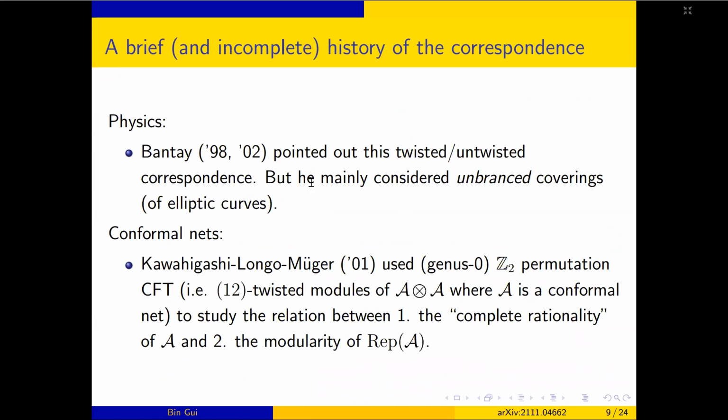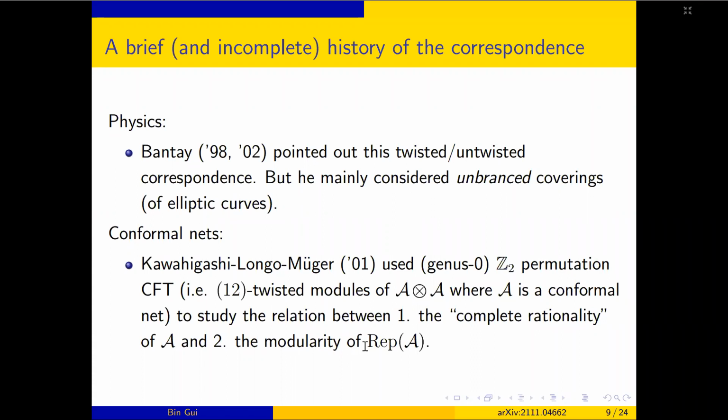To my knowledge, this kind of correspondence was first realized by the physicist Bantay in around 2000. Bantay wrote two papers on the permutation orbifolds, and in those papers, he pointed out this correspondence. In particular, he pointed out that the Riemann surface on the twisted side should correspond to a branched covering of the Riemann surface on the untwisted side. But in Bantay's papers, he mainly focused on the unbranched coverings, which are just the ordinary covering spaces. So Bantay didn't explicitly construct all these branched coverings, which are crucial to this correspondence.